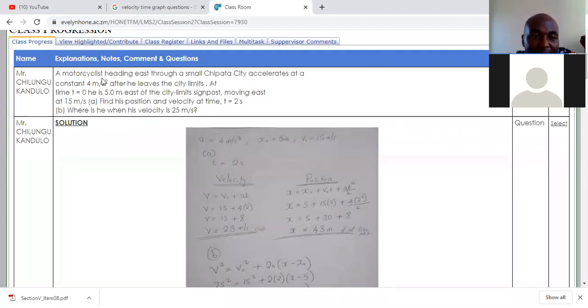A motorcyclist heading east through a small city accelerates at a constant 4 meters per second squared after he leaves the city limits. At time t equals 0, he is 5 meters east of the signpost moving east at 15 meters per second. A, find the position and the velocity at time t equals 2 seconds. B, where is he when the velocity is 25 meters per second?